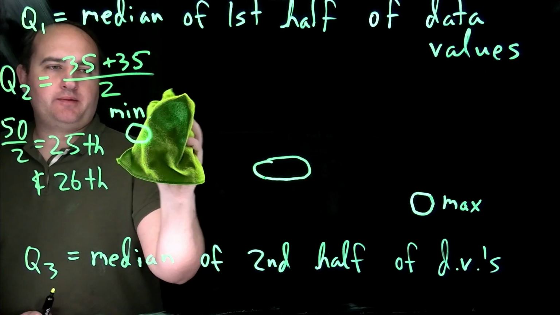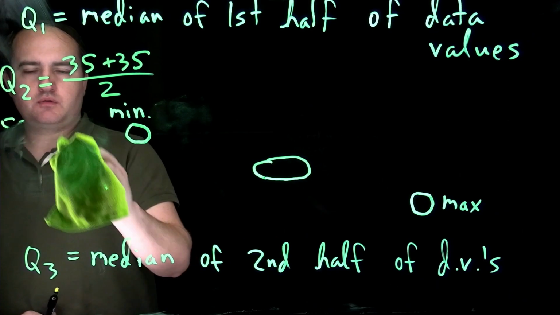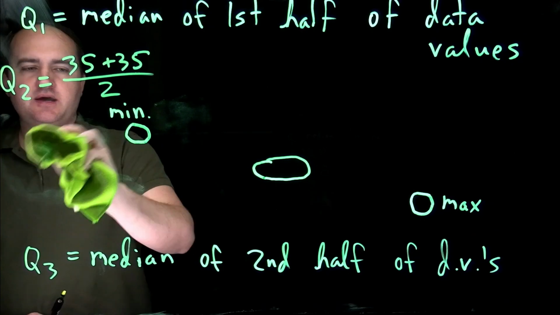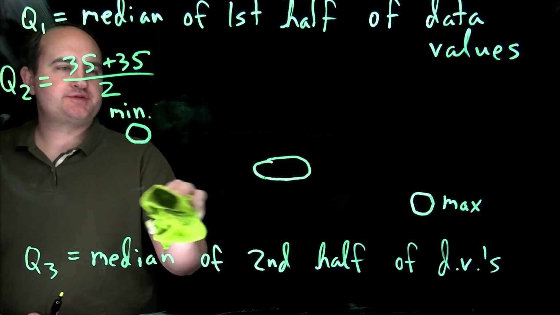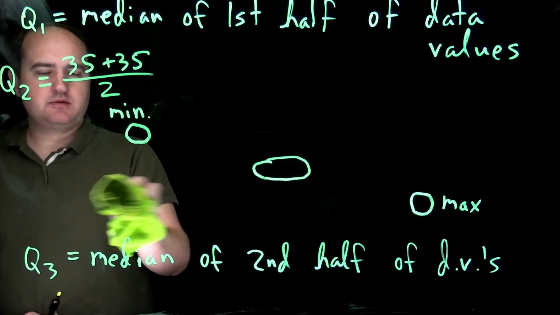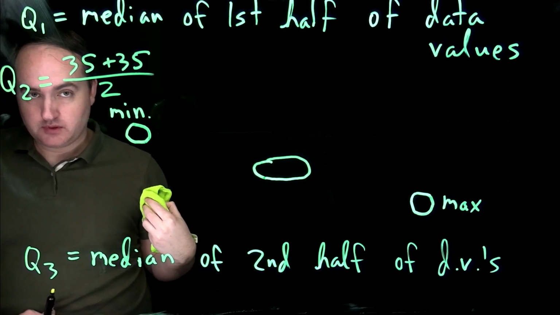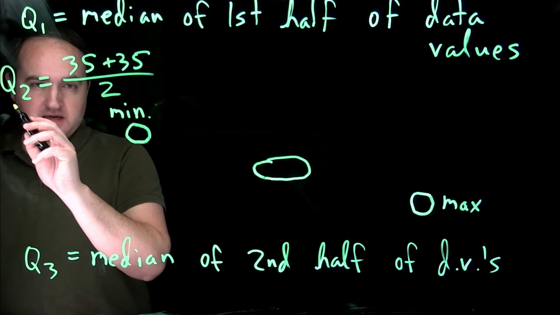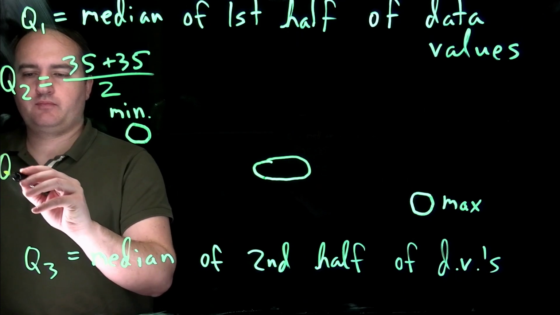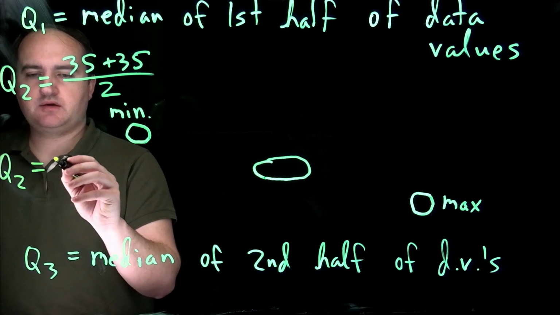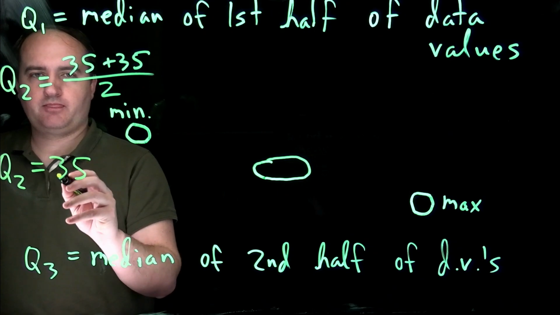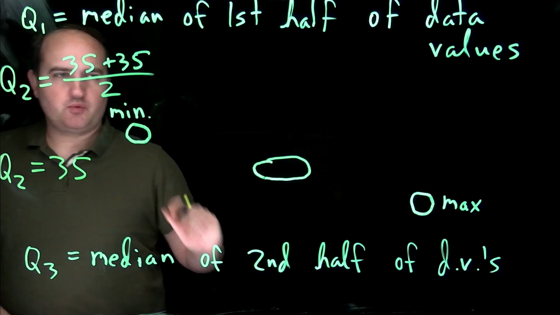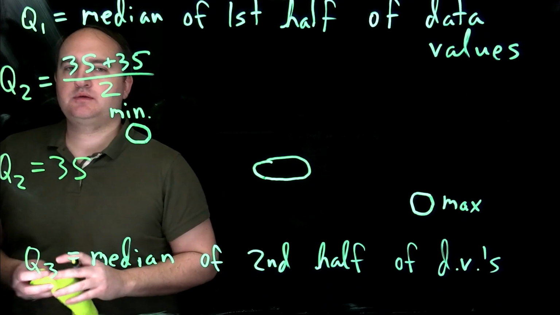Okay, and then we do know how to use a calculator by now, hopefully. So adding up in the numerator, we get 35 plus 35 is 70, and then 70 divided by 2 is going to give us 35. So that means Q2, or the median of the whole data set, Q2 is going to equal 35. All right? So we know our minimum, we know our maximum, and now we just calculated Q2.